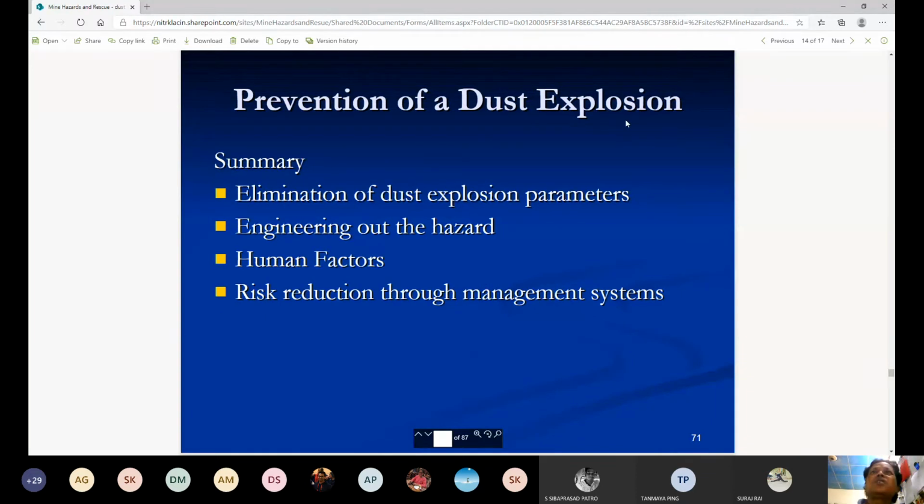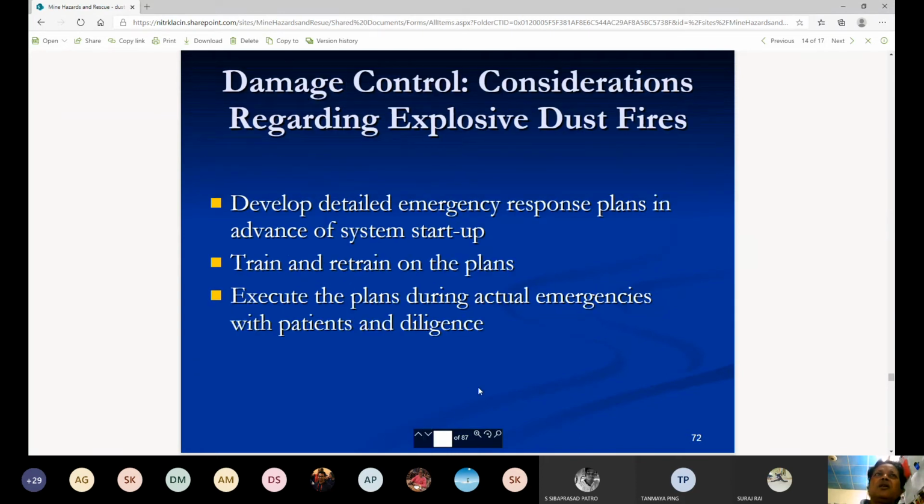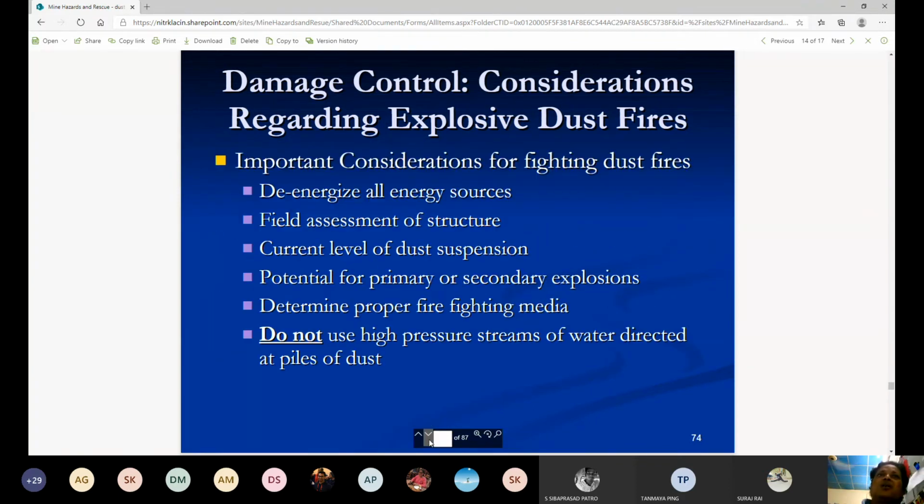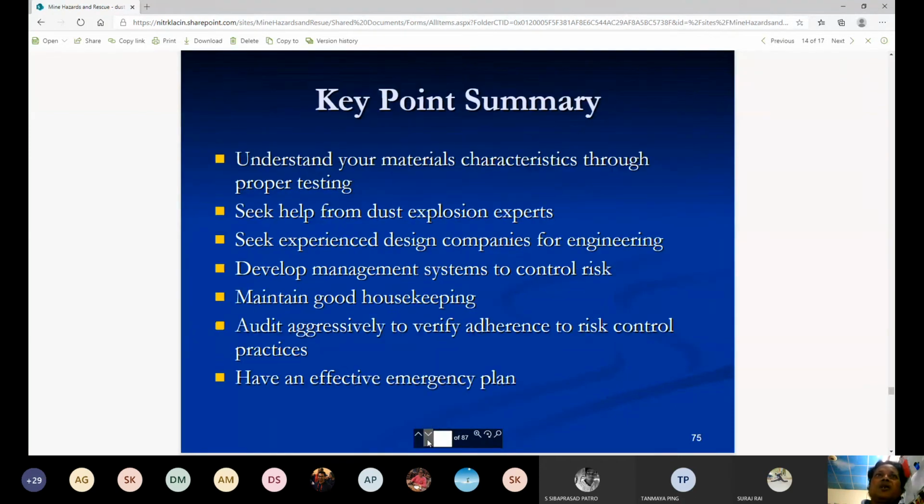Then how to prevent the coal dust explosion, you have to eliminate the dust explosion parameters. You have to eliminate the explosion parameters, and then only you can take out the hazard from the mine. And you have to take care of the human factor, risk reduction, and develop detailed emergency response plans in advance of system startup. Train and retrain on the plans like that. You have to take some precautions. So these are the damage control mechanisms.